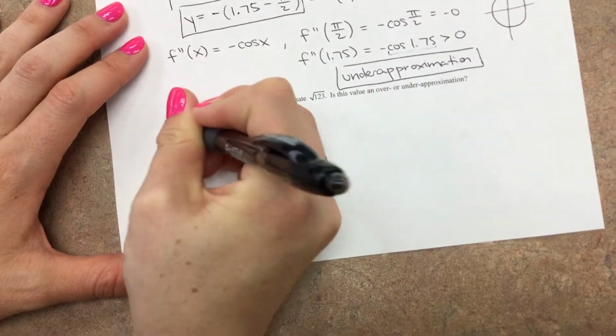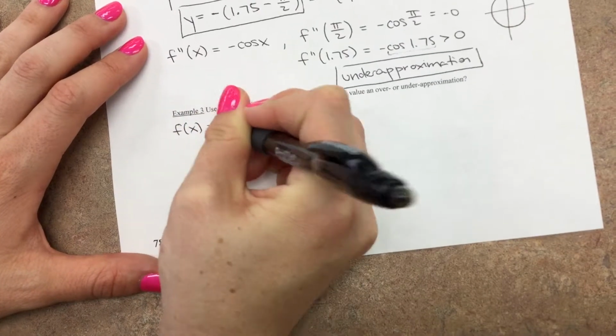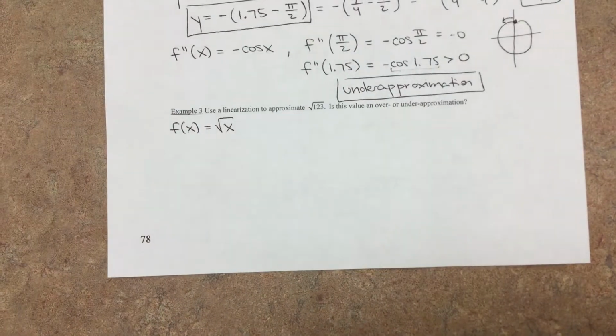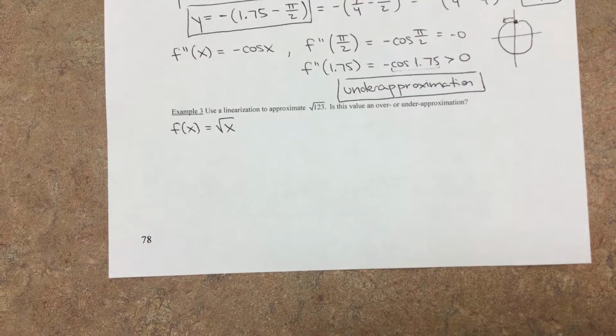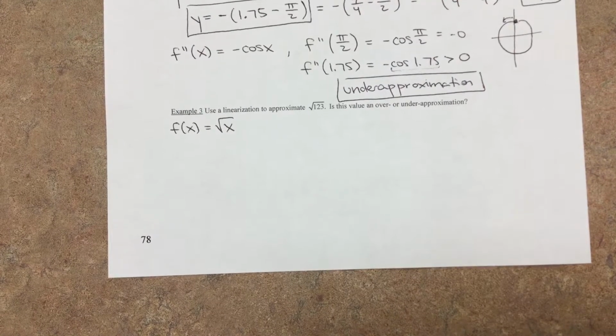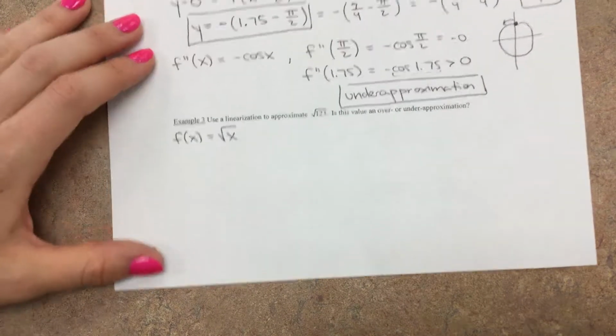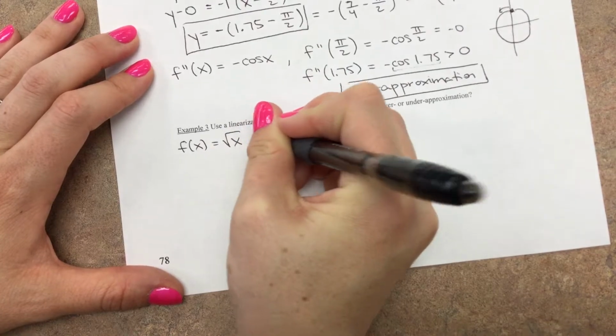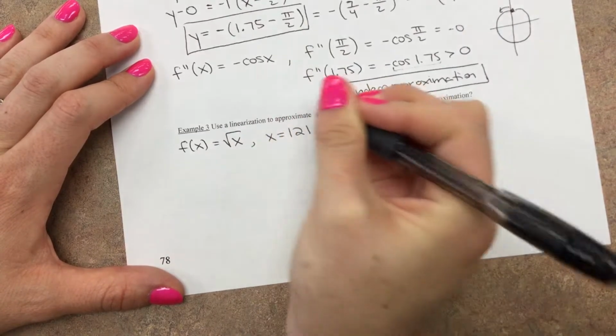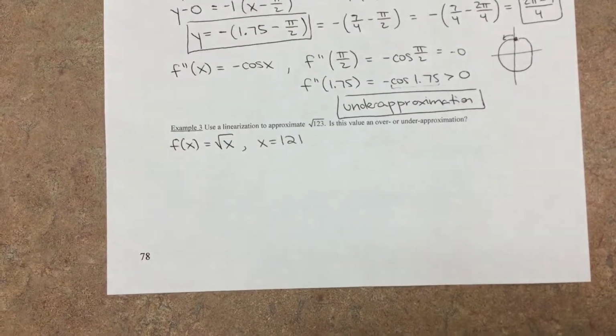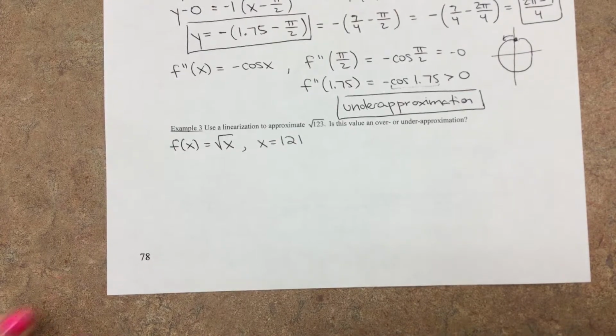So your function would be just the square root of x, and then we're gonna have to have a point of tangency. So the square root of 123 is not something that comes out evenly. So basically your task is to figure out what's the closest thing to that does come out evenly. And that would be the square root of 121. So our point of tangency would be 121, okay? Because the square root of 121 is 11, so it's a nice, neat value.